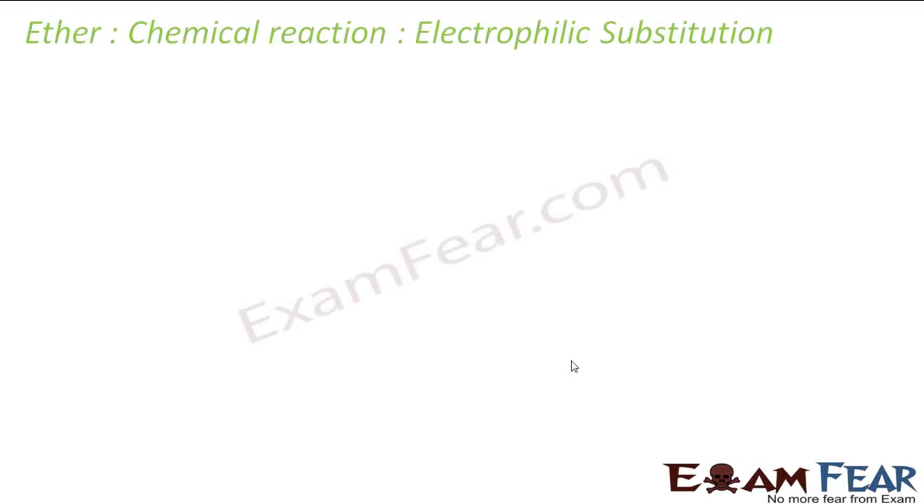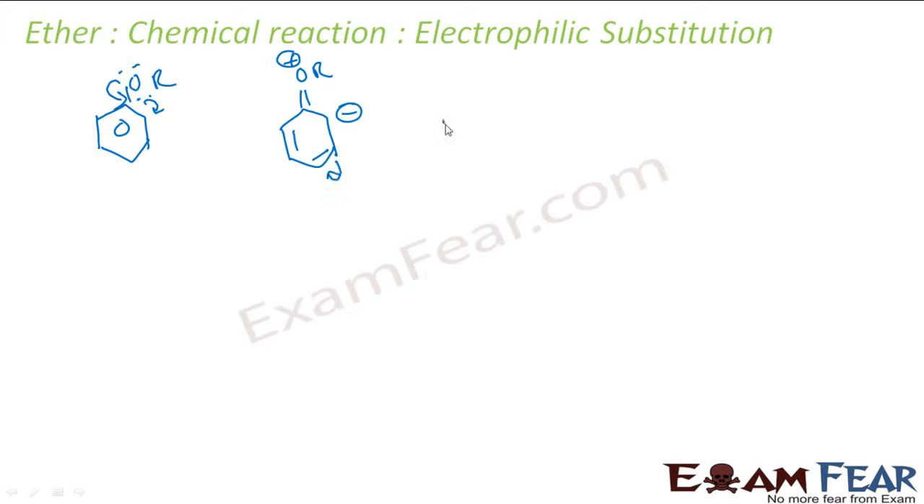Let's see this electrophilic substitution reaction. So just as OH is electron donating group, similarly ether, that is OR, is also electron donating group, right? They also donate electrons and they activate the benzene ring for electrophilic substitution reaction. So if you draw the structures, the resonance structure, you will get something like this. Correct? If you draw more, this electron will move in this direction, you will get something like this.